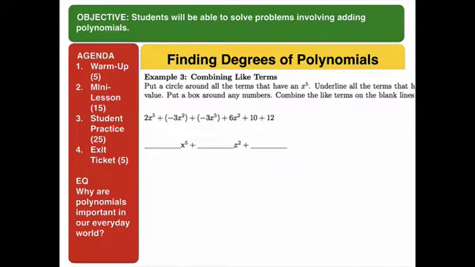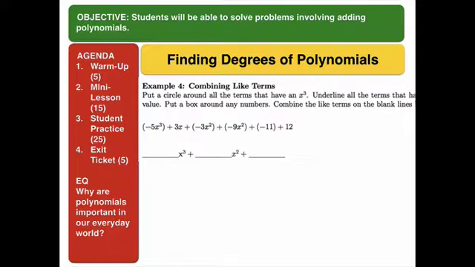And then for this final example, you have 2x to the fifth and negative 3x to the fifth. 2 minus 3 actually makes negative 1 because it's like you owe someone, you get $2 and you owe someone $3. You still owe them 1 after you've paid. The x squareds, there's a negative 3 and a 6. So 6 minus 3 is 3, so 3x squared. And then 10 plus 12 is 22. And that is how you find the degrees of polynomials.